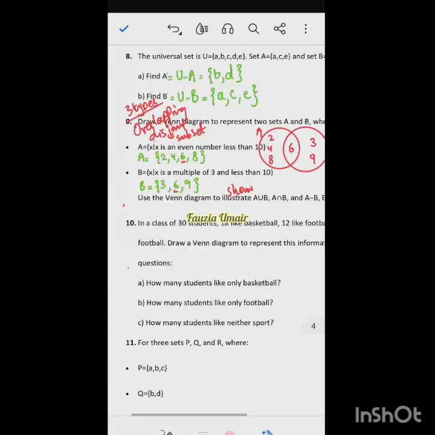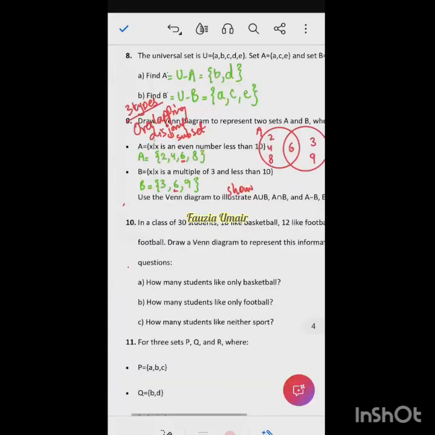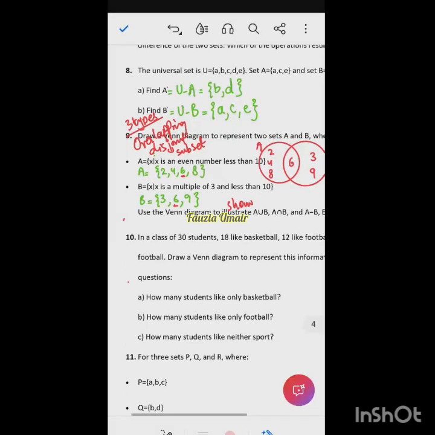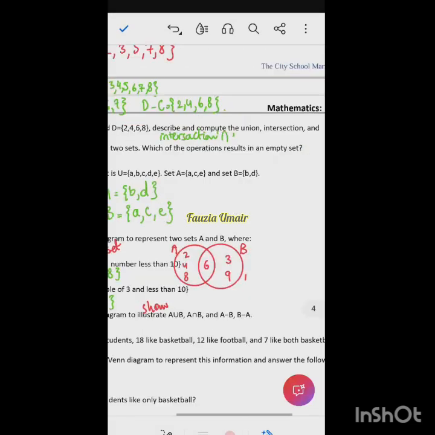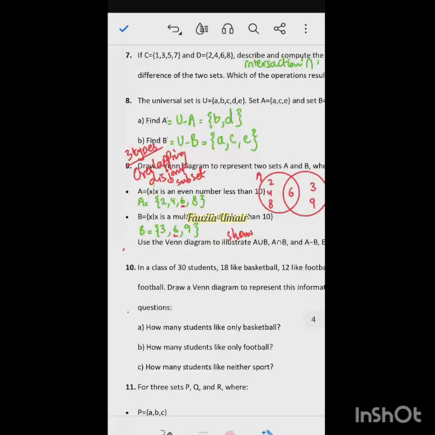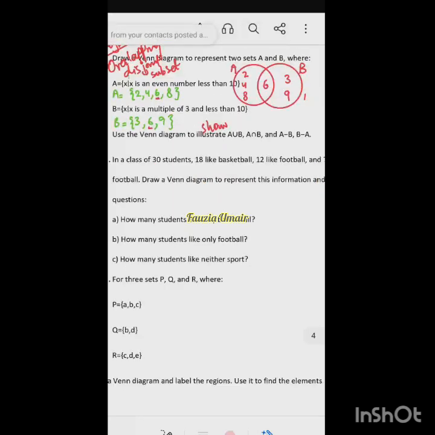Just like a graph is another way of representing data, we represent data through tables and we represent data through graphs. Same is the case here. We represent data through sets and we can represent data through Venn diagrams also. That is the same illustration, just a different way of showing that data.